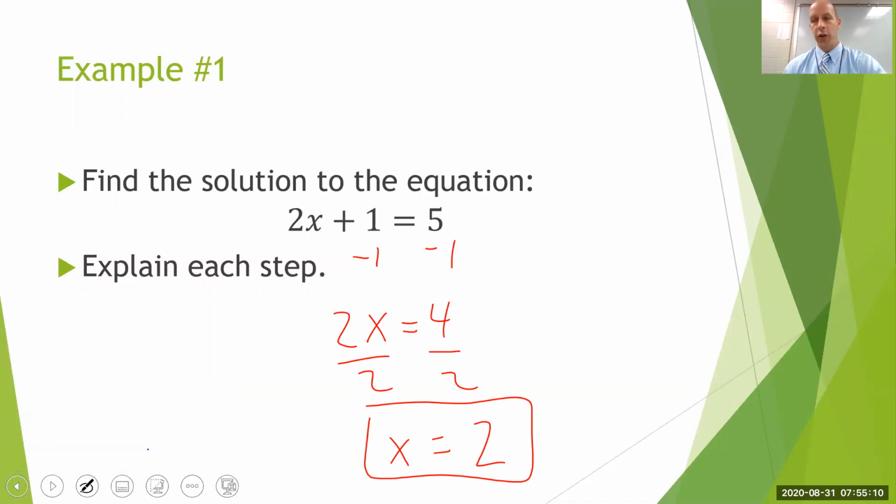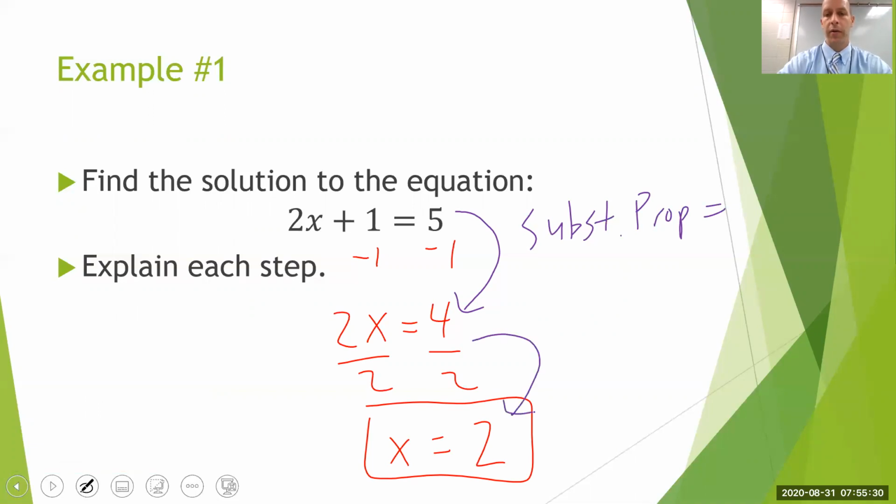Here's the gist of where we're going with this. That would have been sufficient in your algebra class, but now you have to give a reason. To go from here to here, what did we do? Well, we used the subtraction property of equality. To go from here to here, what did we do? Well, we used the division property of equality. And that's it. That is connecting reasoning to algebra and geometry.